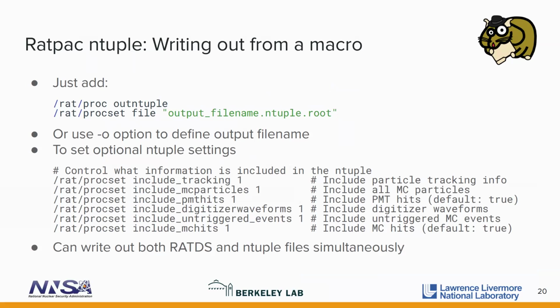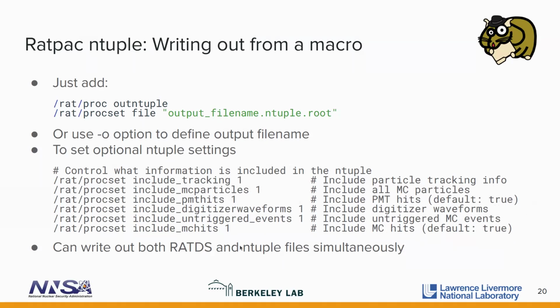To use this processor, you just add basically the same as before with the out root processor, except it is now out ntuple. You can add a second line to specify the file name of the ntuple output, or you can use the -o option again. And then there are also a whole bunch of different lines you can add to include the optional settings, things like tracking the Monte Carlo particles, PMT hits, digitized waveforms, whatever. A couple of them are by default true, so you can use that to turn those storage off if for some reason you really need to save space or didn't need them at all.